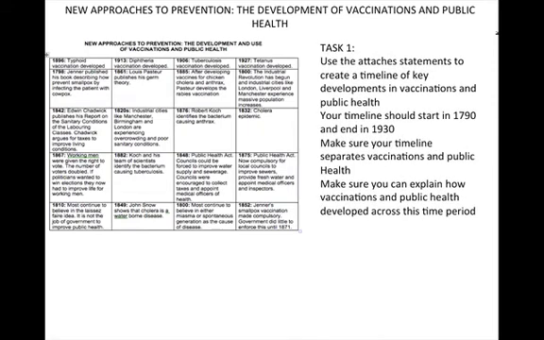So, as the task says, use the attached statements to create a timeline of key developments in vaccinations and public health. Your timeline should start in 1790 and end in 1930. Make sure your timeline separates vaccinations and public health. So, public health being the responsibility of the government to look after the people. So one suggestion might be that you put the breakthroughs in vaccinations on the top and the improvements in public health on the bottom of your timeline.